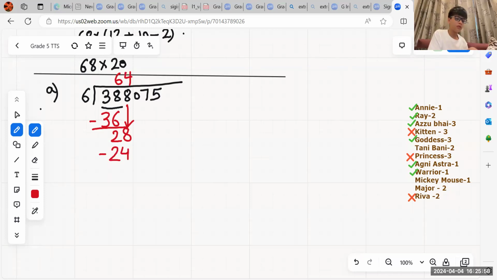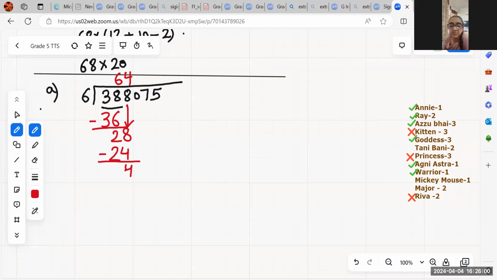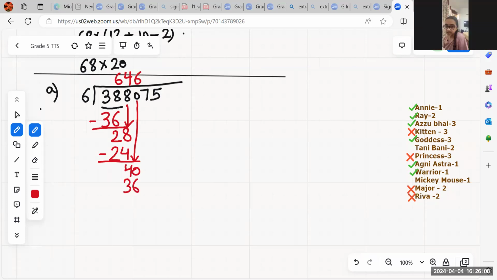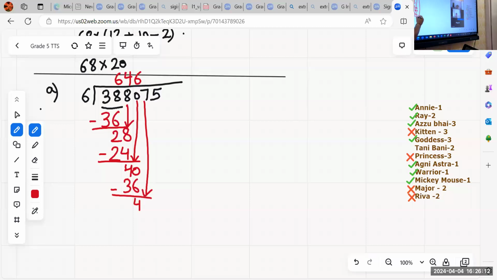Ketan, was it correct up to here? Yes, sir. Then what happened? 0 fell down. 40. 6 sixes are 36. Yes. Then what? 7 fell down. 6 sevens are 42. Then what happens? 5 fell down. 6 nines are 54. Where did you make the mistake, Revansh, Ketan?